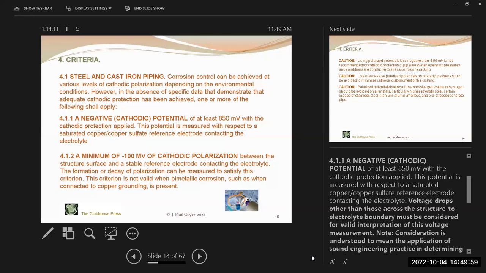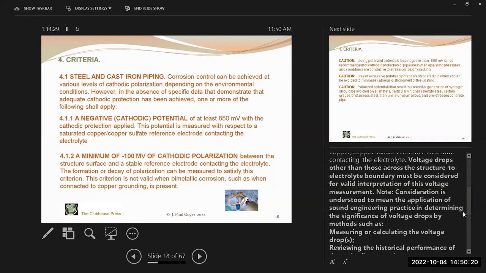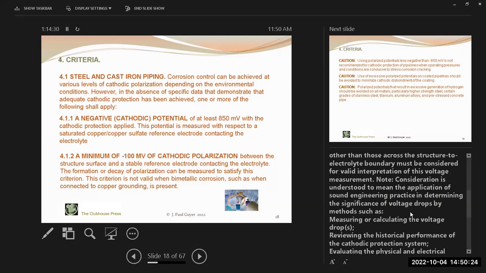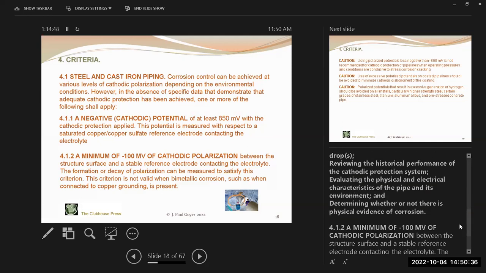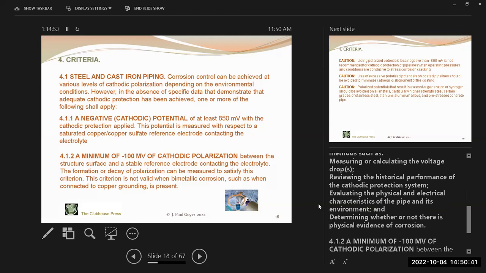Voltage drops other than those across the structure to electrolyte boundary must be considered for valid interpretation of this electrical measurement. Note that consideration is understood to mean the application of sound engineering practices to determine the voltage drops by methods such as measuring or calculating the voltage drop, reviewing the historical performance of the cathodic protection system, and evaluating the physical and electrical characteristics of the pipe and its environment. Specifically, the soil, is it a highly corrosive environment or not so highly corrosive? And then determine by inspection whether or not there is physical evidence of corrosion.